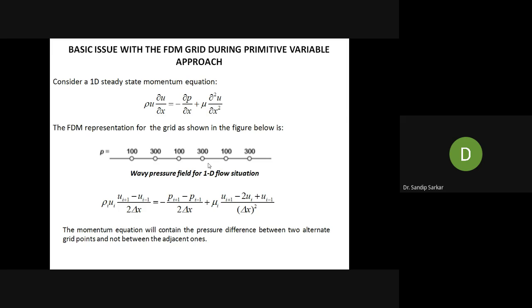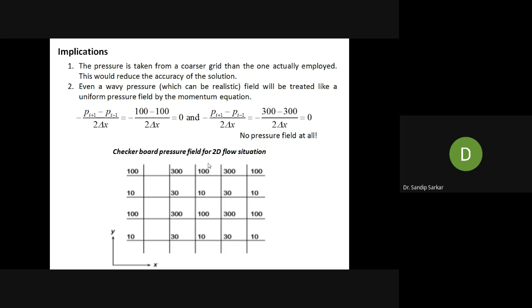That is the primary problem of the primitive variable approach. Already I have explained that p i plus 1 minus p i minus 1 by 2 delta x, that is 100 minus 100 by 2 delta x equal to 0, and p i plus 1 minus p i minus 1 by 2 delta x, that is 300 minus 300 by 2 delta x equal to 0. That is all the cases. Once we have a zigzag type of pressure distribution, your pressure gradient will be automatically 0. That means you are solving the Navier-Stokes equation where your solution will not feel any pressure gradient.